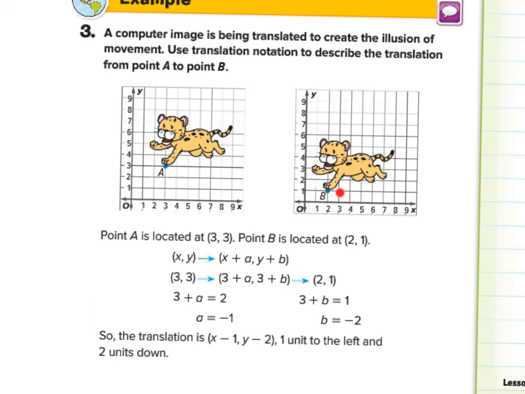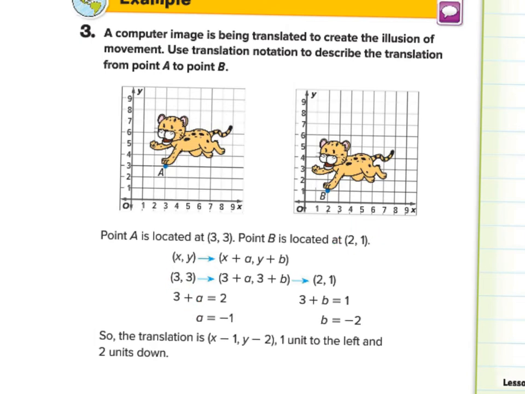Okay, it looks like we had to go down from 3 to 1, and we had to move over from 3 to 2. So it looks like we have to subtract 1 for the x and subtract 2 for the y. And yet I see that here. Okay, here's our pre-image and our new image.